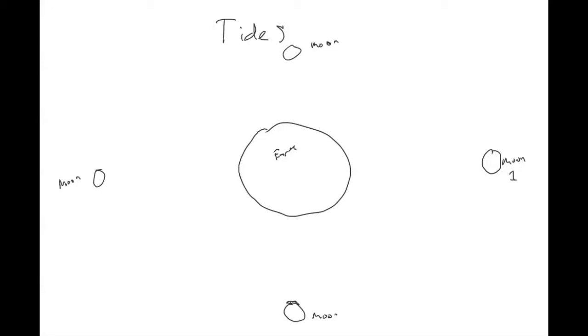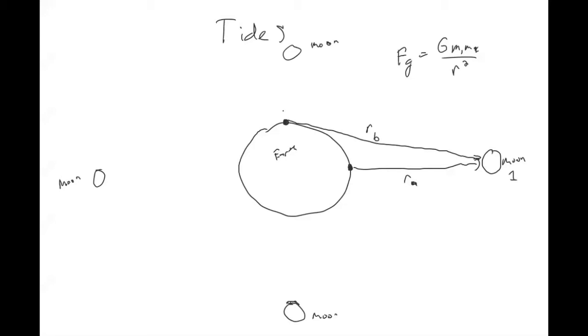If we look at the gravitational force that this part of the Earth is feeling and this part is feeling, you can draw your different force vectors. For example, if this is some radius A, and this is some radius B, you'll see that these forces are acting in different directions, and they have different magnitudes, right? Because the gravitational force goes as 1 over r squared. So because R_B is greater than R_A, the force of gravity up at this top part of the Earth would be less than the gravitational force at the side part of the Earth.